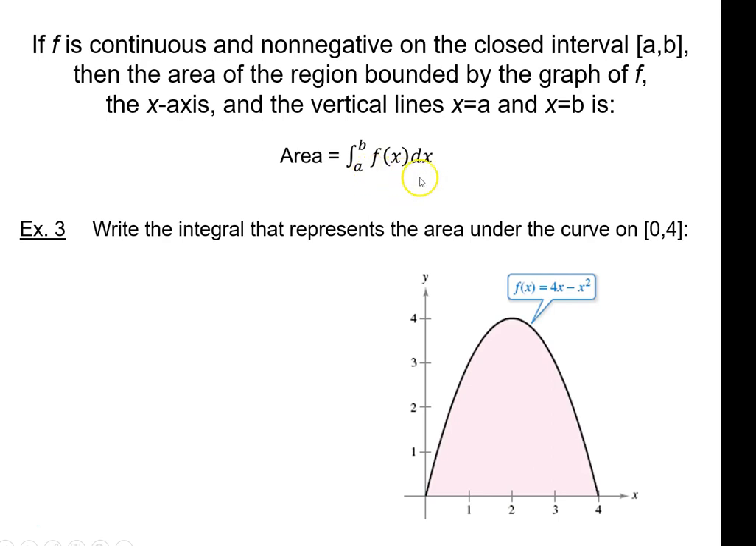So it's going to be the integral of the function from a to b, which is 0 to 4 in this example. And that's it. And if we wanted to actually compute this, we'd go back and use that limit process that we talked about a few minutes ago.